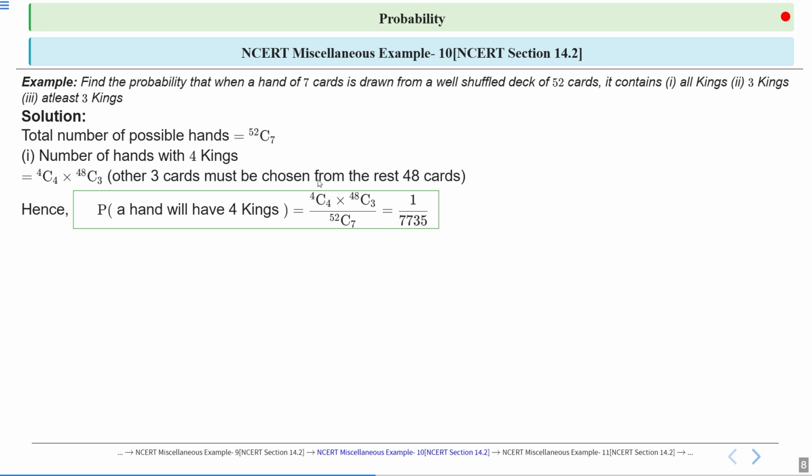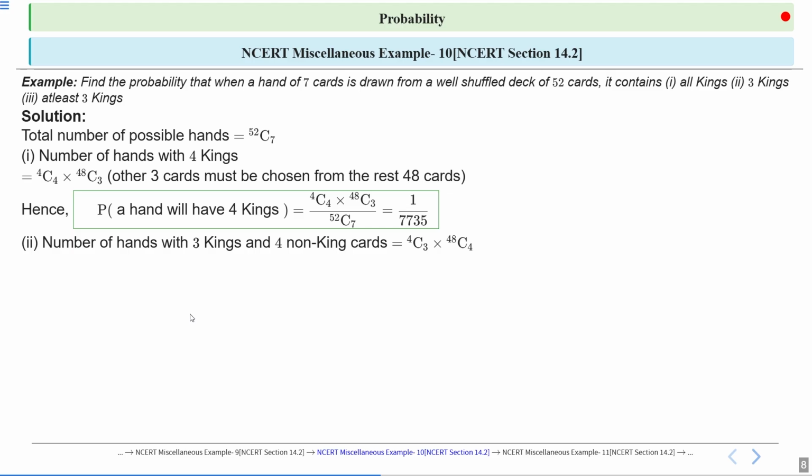Now calculate it. You can easily calculate it using the formula nCr equals n factorial divided by r factorial times n minus r factorial. If we calculate and simplify, you will obtain that the probability a hand will have 4 kings is 1 over 7735. Clear? So the probability of a hand having 4 kings is 1 over 7735.